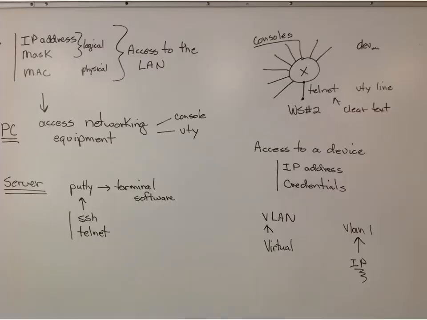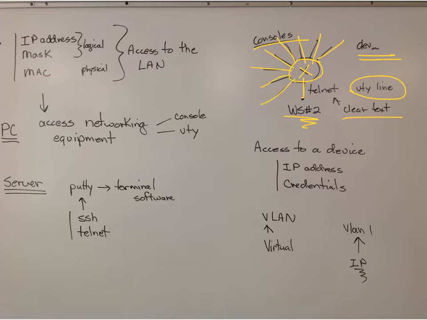Okay, this page here. We have all these consoles coming off of this router, and we telnet to the router from the workstation. That is clear text, these VTY lines, and then we use the right device number to access whichever device we're connecting to. You could physically, from your PC, connect a rollover cable to a device too. Connect to it also like that. Access to a device needs an IP address and some type of credentials.